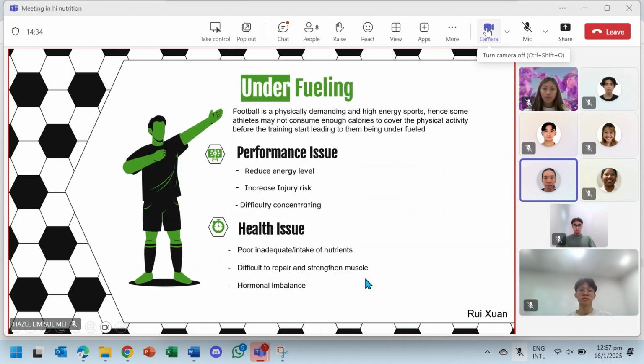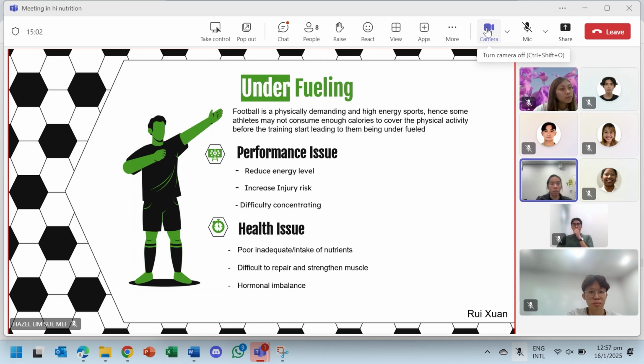Which may lead them to being underfilled. Hence, there are two issues which may be caused when they're underfilled: one is performance and another one is health issues. For performance issues, some of the psychological effects are reduced energy level, leading them to be very lethargic or having difficulties concentrating when playing a match, as well as physical issues such as increased injuries like strains, cramps, and sprains.